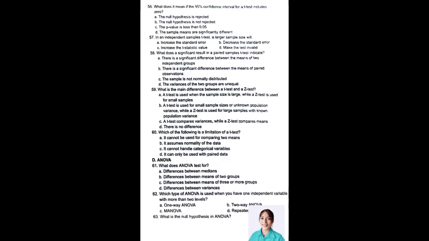Number 56. What does it mean if the 95% confidence interval for a t-test includes 0? It means that the null hypothesis is not rejected. So that is option B.